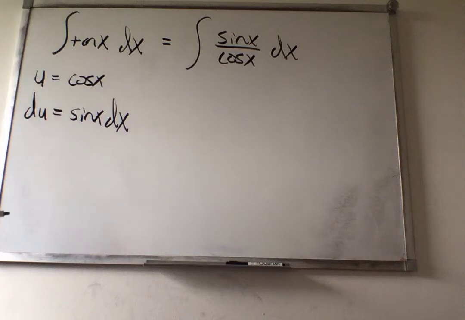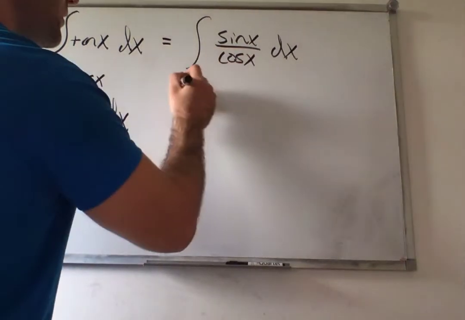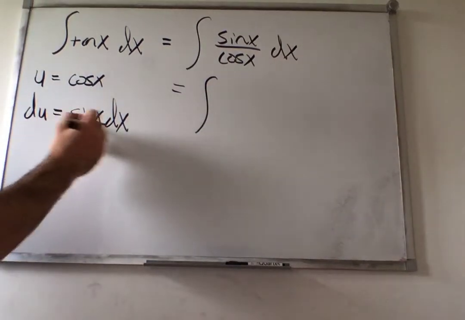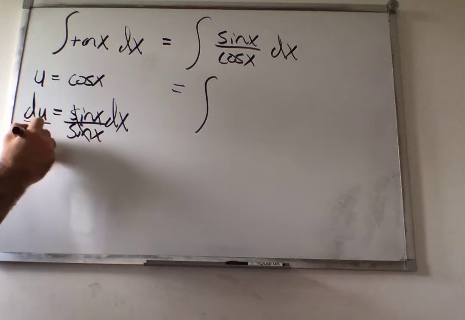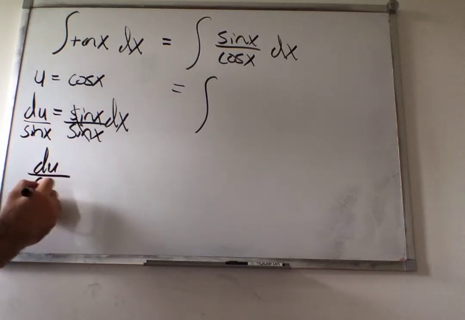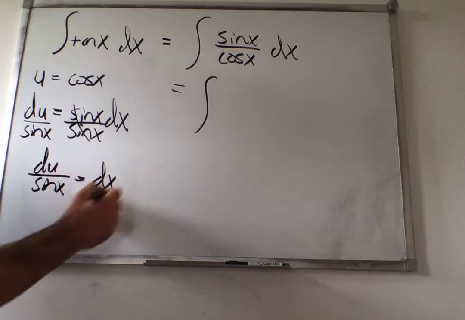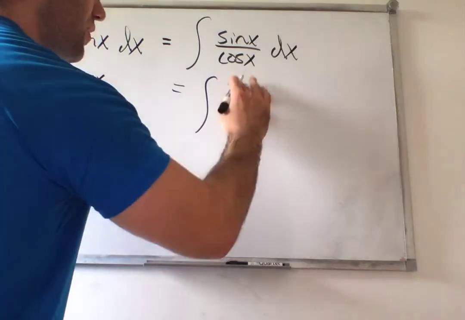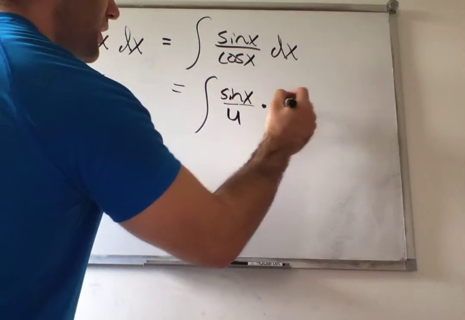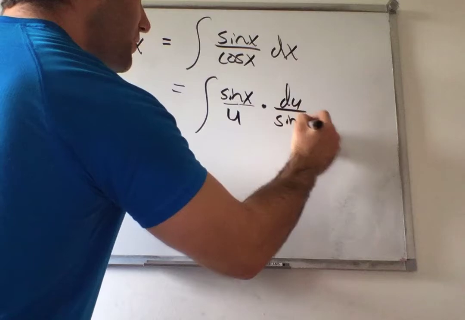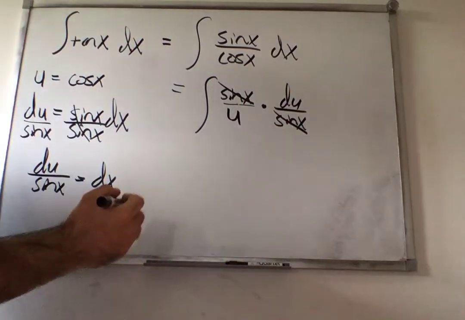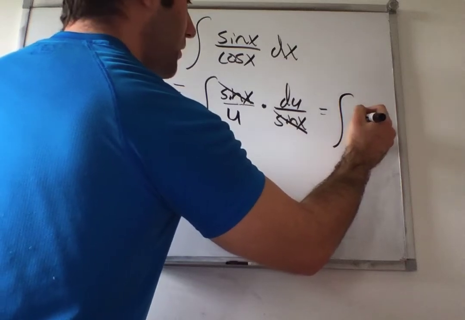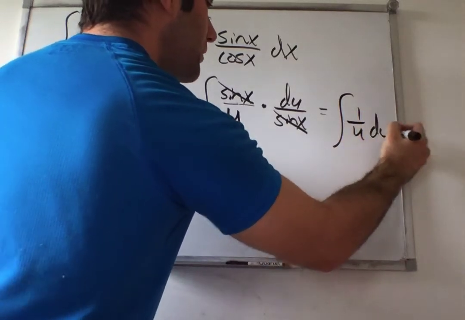Now I'm going to plug everything in. Let's see, so this equals integral. Oh, I got to solve for dx. So divide by sine of x, du over sine x is equal to dx. So now, plugging everything in, this becomes sine x over u times du over sine x. The sine x's cancel, and you just get the integral of 1 over u du.